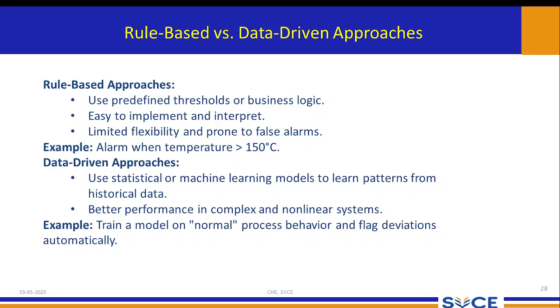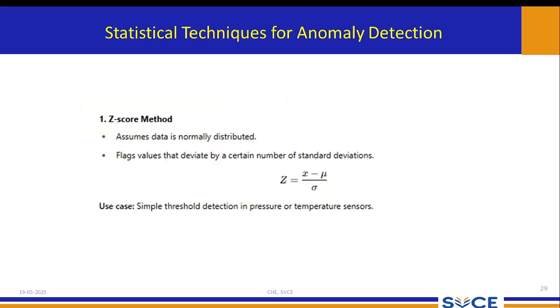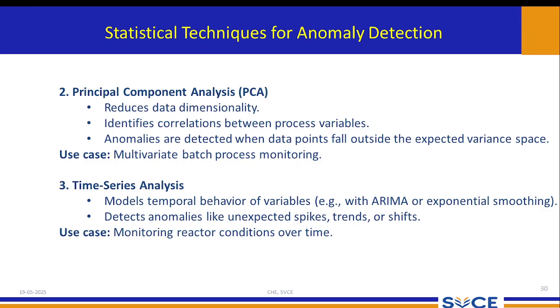Data-driven approach uses statistical or machine learning models to learn patterns from historical data. Better performance in complex and non-linear systems. For example, train a model on normal process behavior and flag deviation automatically. So there are two methods of anomaly detection which we have discussed in the previous classes: one is the statistical method, another one is machine learning methods. The z-score method assumes the data is normally distributed and flags values that deviate by a certain number of standard deviations. Example, simple threshold detection in pressure or temperature sensors.